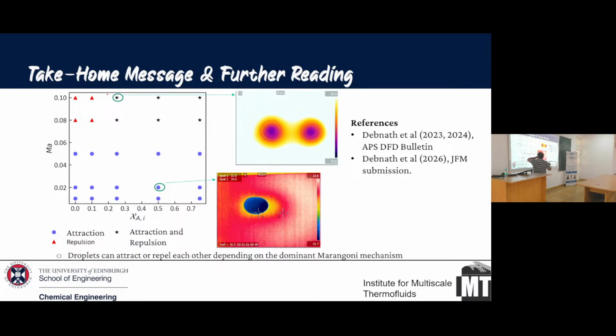Okay, so one quick takeaway is that when you have multiple droplets, you've got far more complex kinetics, far more complex physics going on. If you increase the substrate temperature, if you increase your thermal Marangoni, you will drive them apart. But if you increase your solutal Marangoni, you bring them together.